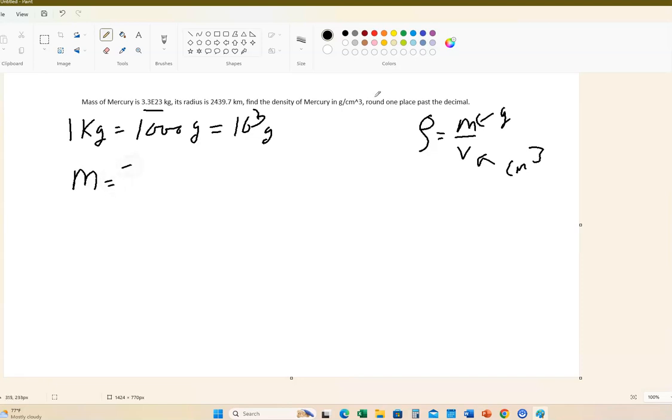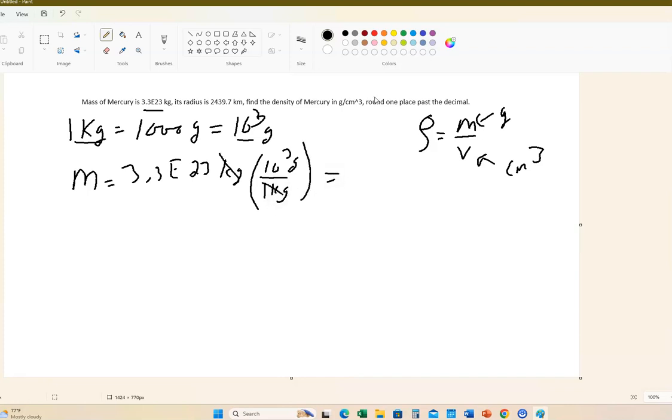It is 3.3 times 10 to the 23rd. I'll just write it like this, it's easier: 3.3 E 23, which of course means 10 to the 23rd. And that's kilograms. And then the way we do a conversion is 1 kilogram is 10 to the third grams. So I'm going to put 10 to the third grams over 1 kilogram, and so the kilograms cancel.